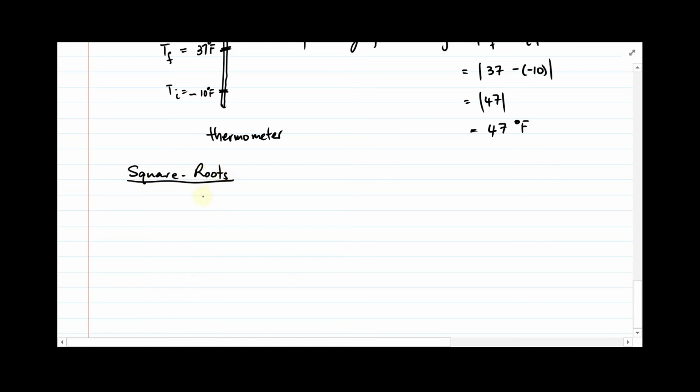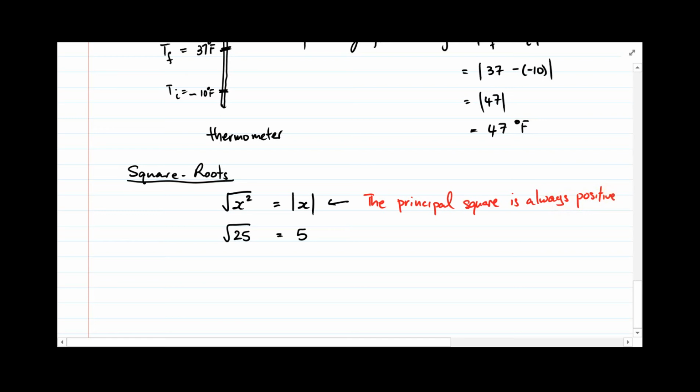In fact, the definition: if I take the square root of a number that's squared, it is equal to the absolute value of x. Oftentimes when I find, say, the square root of 25, you didn't write that the answer was -5. You just clearly wrote that the square root of 25 is 5. This is sometimes called the principal square root. So the principal square root is an absolute value and is always positive, right?